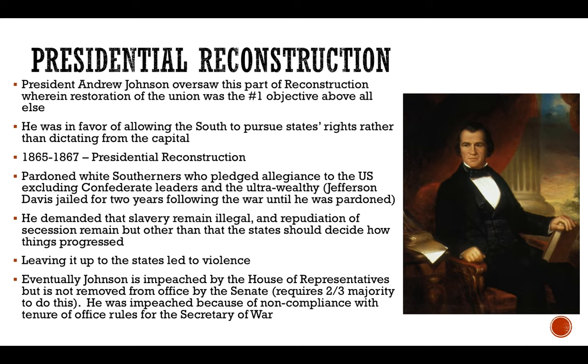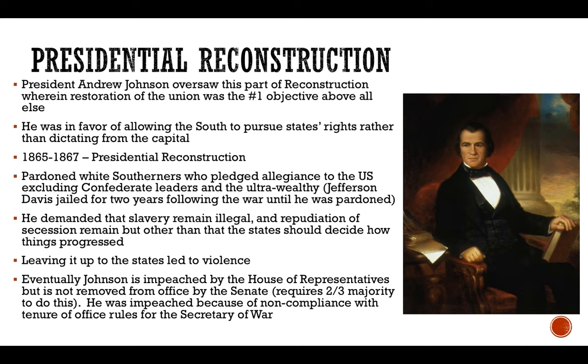Secession needed to remain something that was off the table, and the states should be able to decide how things progress for themselves, but they needed to remain part of the Union, and they needed to keep slavery off the table.